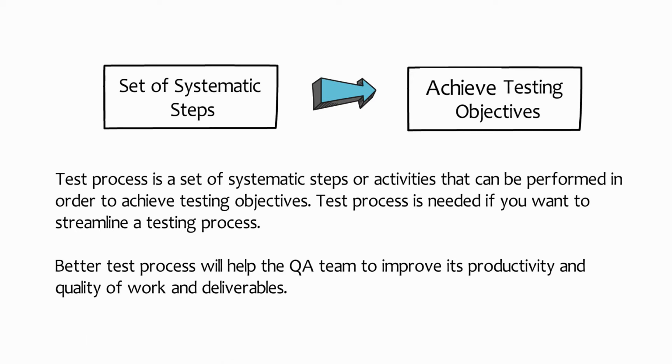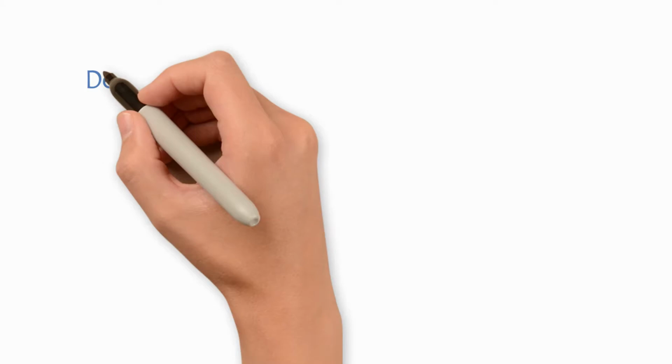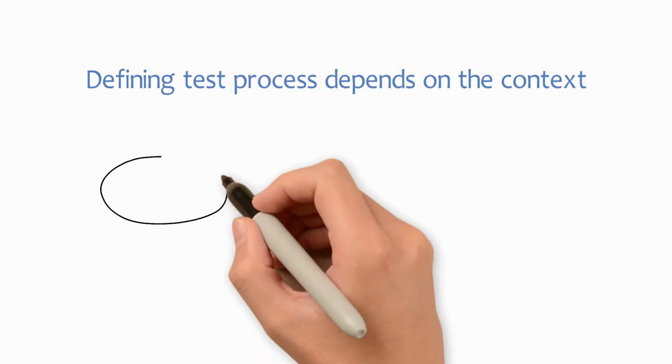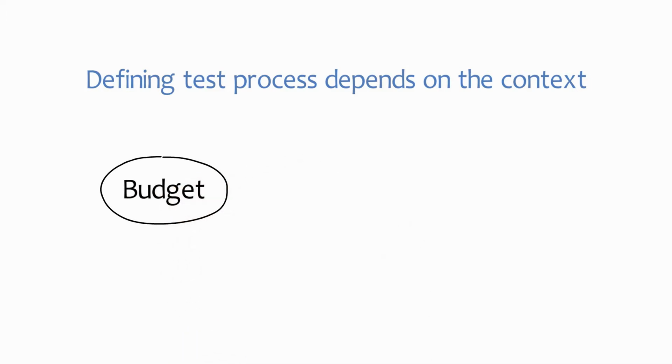If you have watched my previous video regarding 7 testing principles, one of the principles states that testing is context dependent. Test process is also one of the areas where this principle applies. Defining test process depends on the context. For example, if the budget is a constraint, the organization might limit the testing activities and timelines.